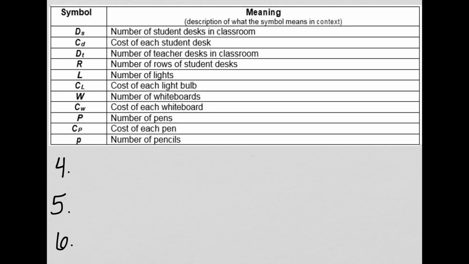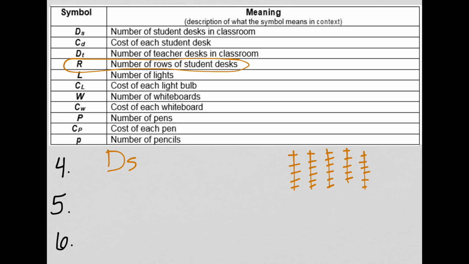Write an expression for the number of student desks per row. Well, how many student desks are there in a classroom altogether? We already said that was DS. So imagine then we have this classroom and it's made up of these rows of student desks, and there's so many desks per row, and that's what we're trying to find out. How many desks per row? Well, what would we need to know? How many rows there are. How many rows of desks there would be in a classroom, and we happen to have a variable for that.